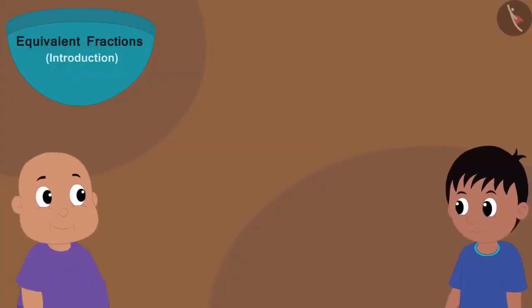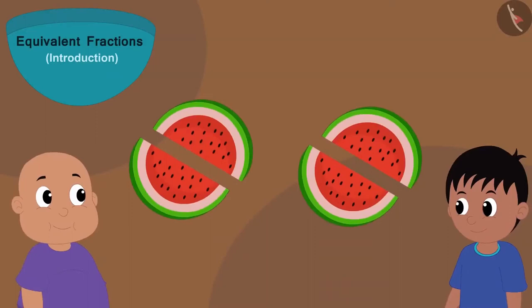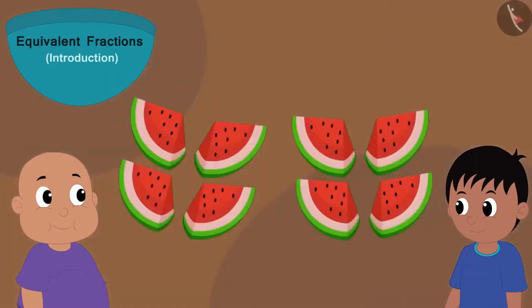Now Raju told Bablu that even now those pieces are quite big. Can he cut them into smaller pieces? Now he cut all the pieces from the middle and divided them into 2 pieces. Now, the whole watermelon is divided into 8 parts. And children, you can see, right? All these 8 parts are exactly the same.